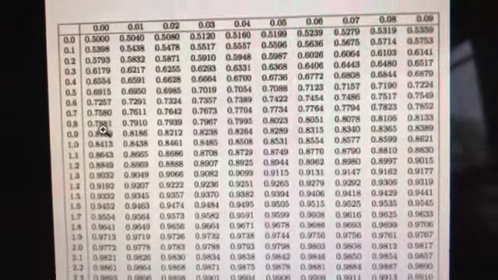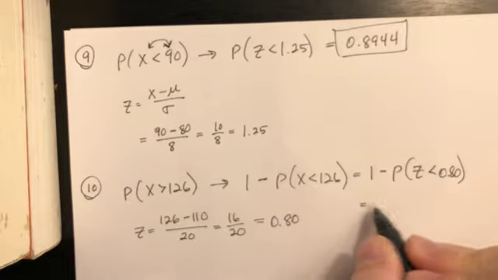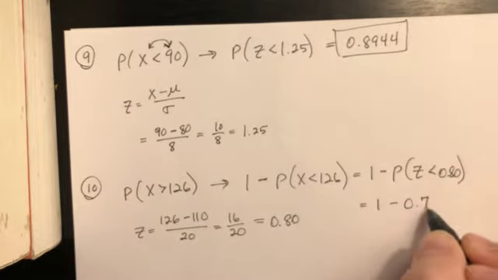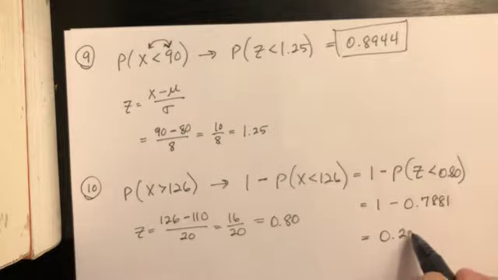0.8 is 0.7881. Come on, focus. There we go. So we got 1 minus 0.7881, right? 0.8, yeah. And so I subtract it from 1 and I get 0.2119.